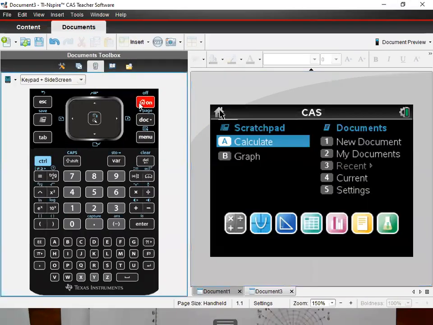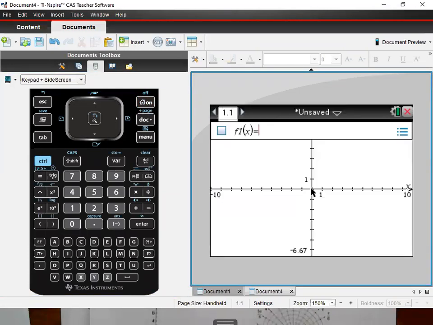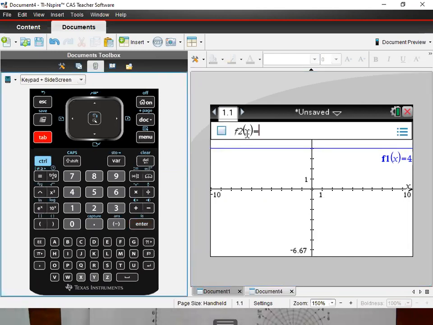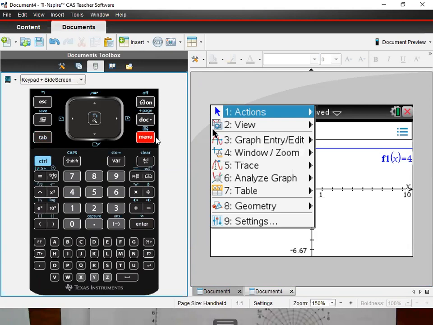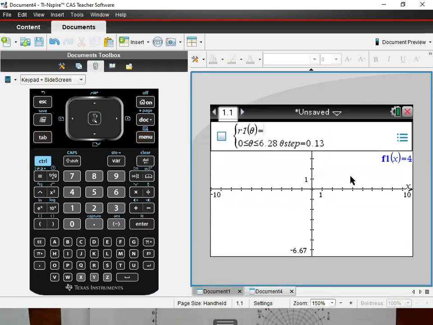So if I open up a new graph here, if I graph f of x equals 4, that's the line y equals 4. Now you could change this entry. If I hit tab, it'll show a function. If I want to type in a polar equation, I could change this from function to polar. So menu, graph entry, edit, and then polar. And notice how it's already solved for r.